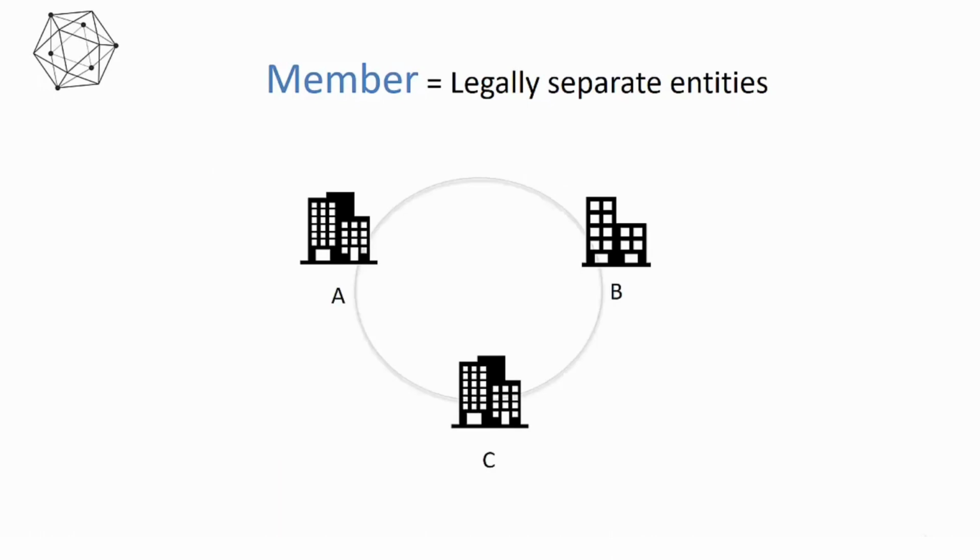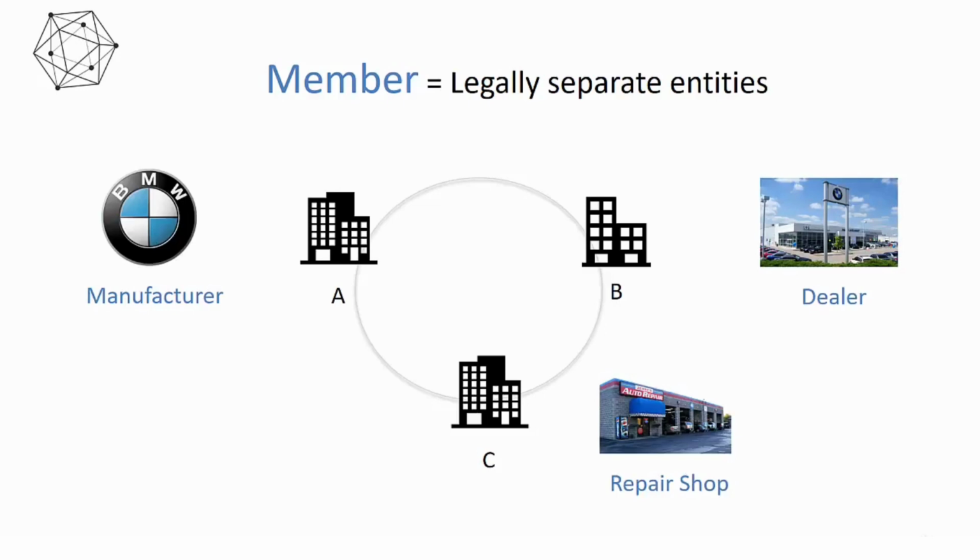Let's define the term member. In the context of Hyperledger, a member refers to a legally separate or independent entity. Here, A, B, and C are legally separate and hence defined as the members of the blockchain network. In case of our car example, these three entities may be the car manufacturer, the car dealer, and the repair shop, each of which are legally independent entities.